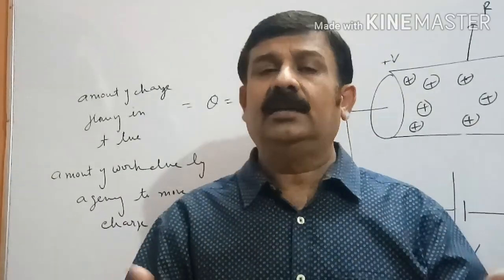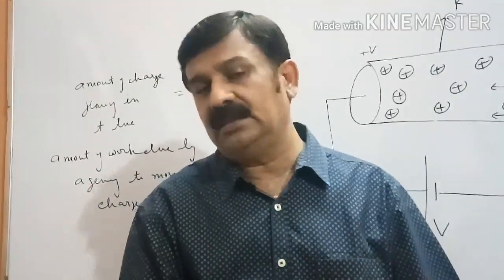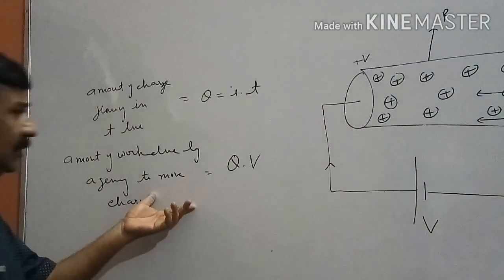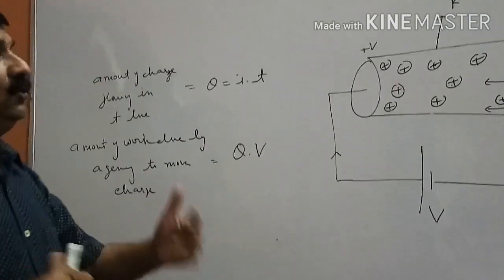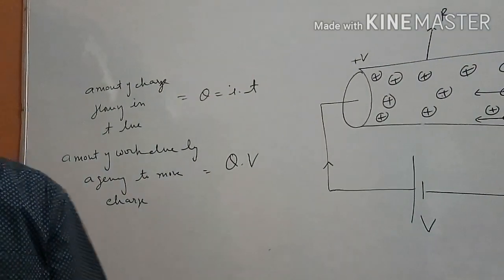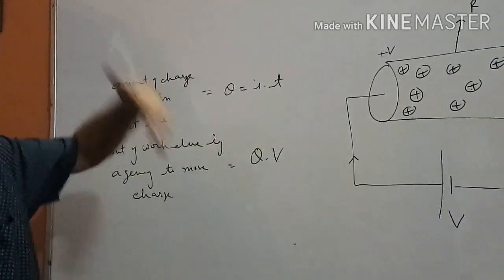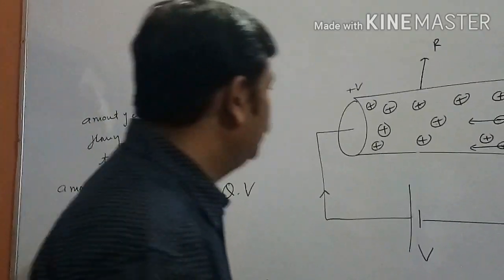If I am doing work, if I am losing energy, that energy is going somewhere else, because energy can neither be created nor be destroyed. So this much work is done by the cell to move the charge, which means this much energy is lost by the cell. If this much energy is lost by the cell, the same energy gets converted into heat. So how much heat energy is produced?